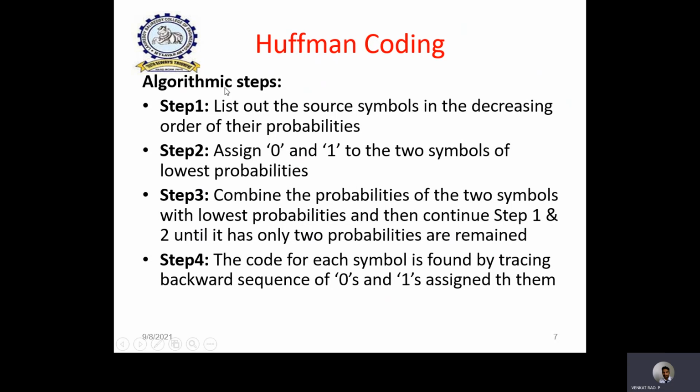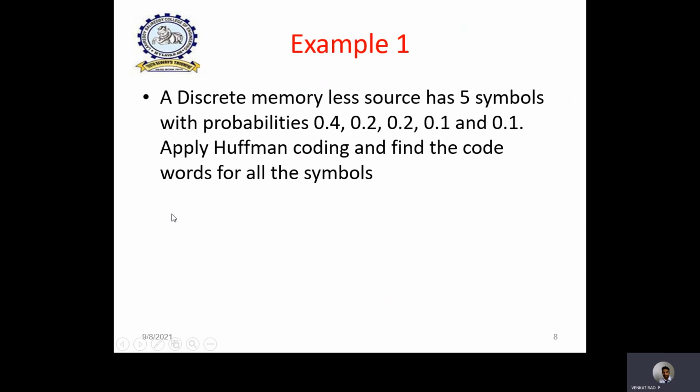Okay, now let us see the first step. That means list out the source symbols in the decreasing order of their probabilities. So what is the meaning of this? Just by reading this statement you cannot understand what it means. That's why I will show an example.